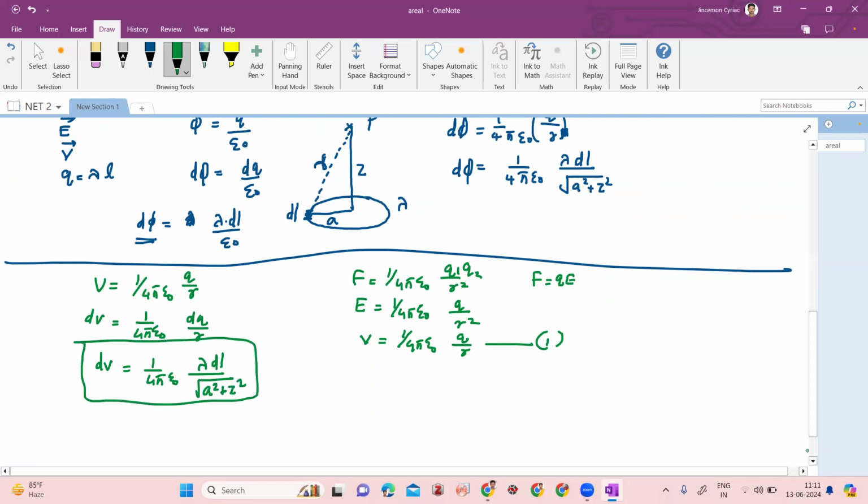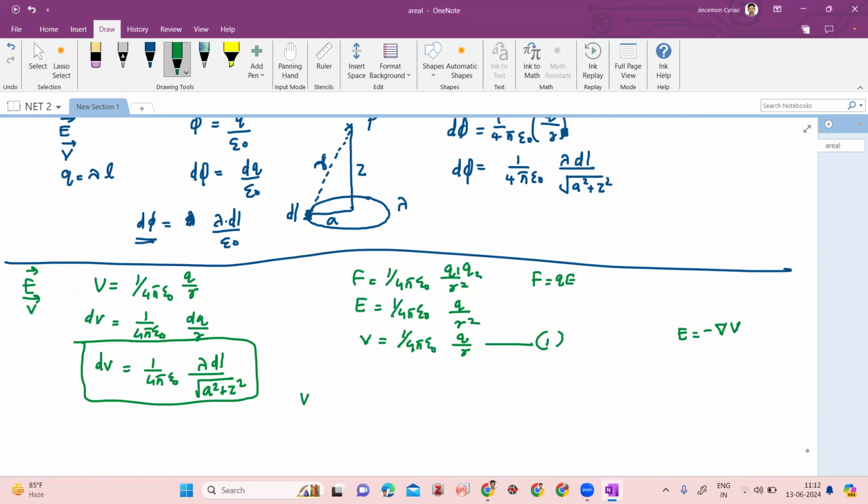We can directly solve this problem by calculating E and V from V, because we know that E is equal to minus del V. So we can find out E and V. We can find dV is equal to 1 by 4 pi epsilon 0 lambda dl by root of z square plus a square. Then we can take the integral of this value, then we obtain V.